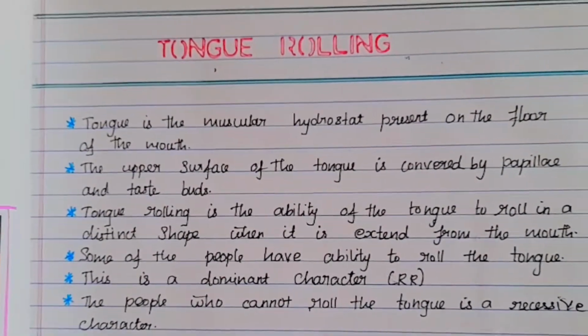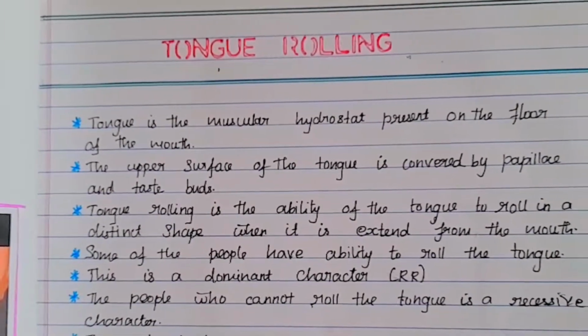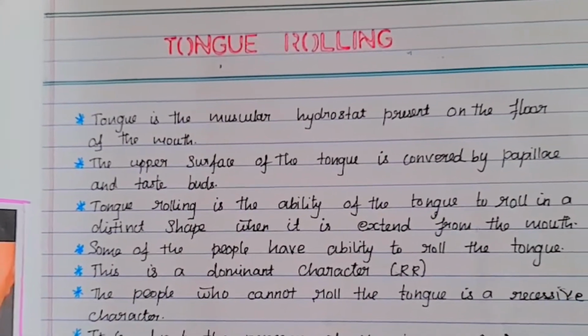Tongue rolling is a genetic character. It is determined by dominant genes.